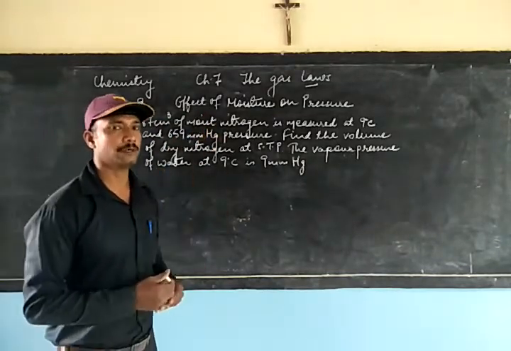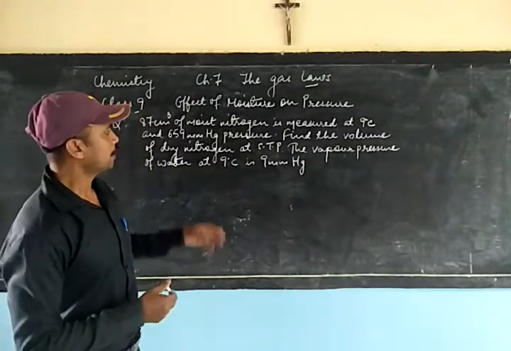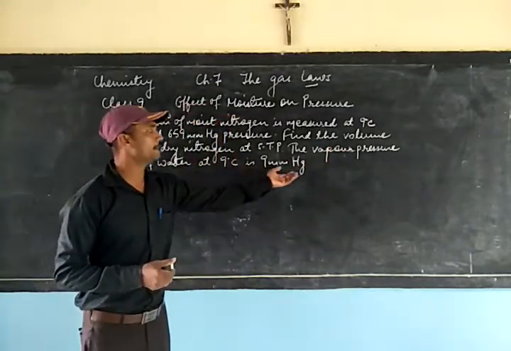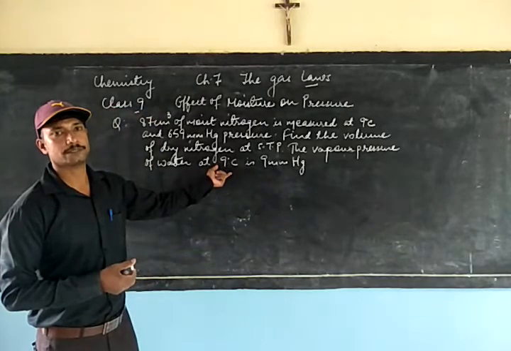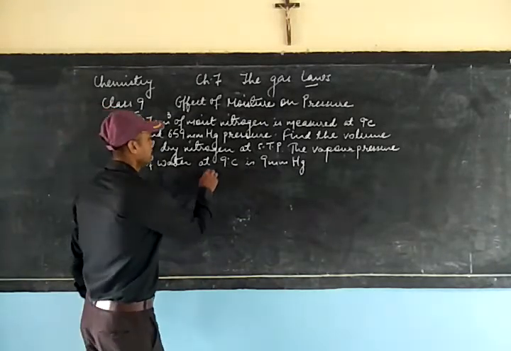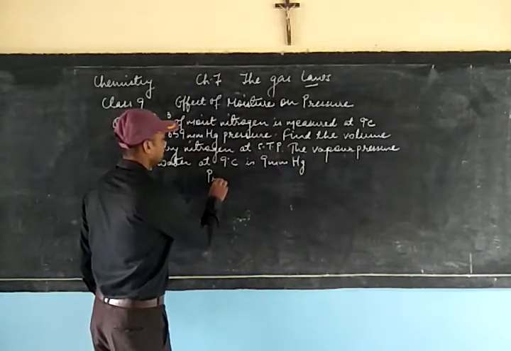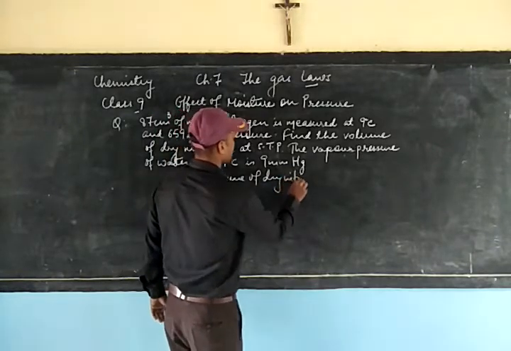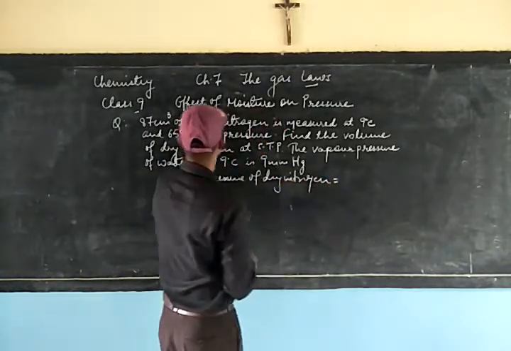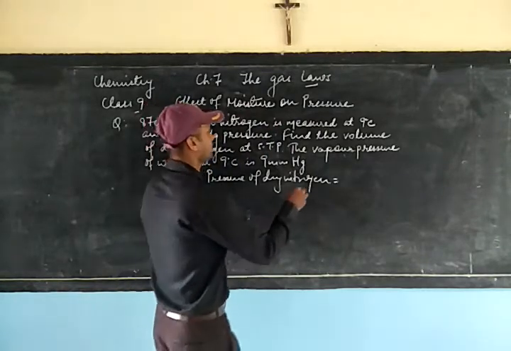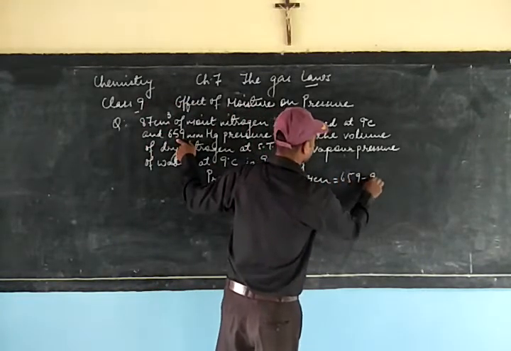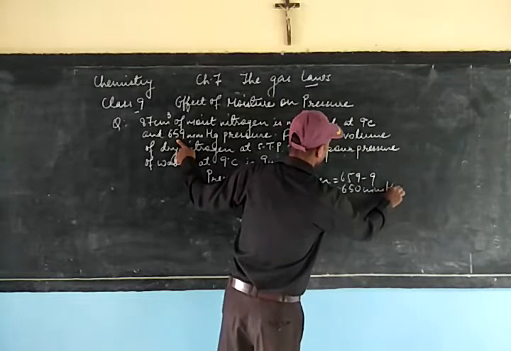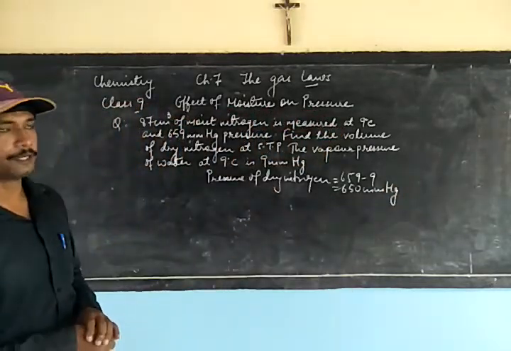So in order to get the pressure due to dry nitrogen, the pressure of water vapor should be subtracted, and the pressure of water vapor given is 9 millimeter mercury at 9 degrees Celsius. So find out the pressure of dry nitrogen. We have to subtract this given pressure, which is 659 minus 9. So we will get 650 millimeter mercury, and this is the pressure of dry nitrogen.